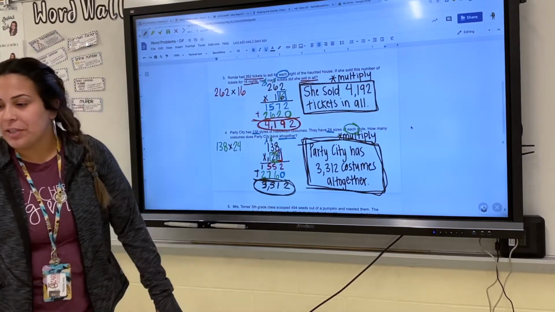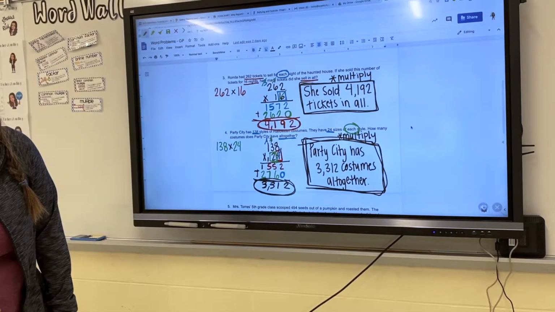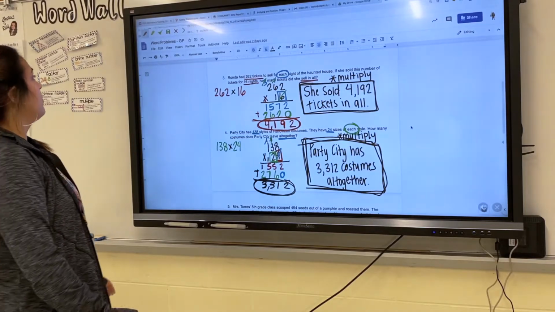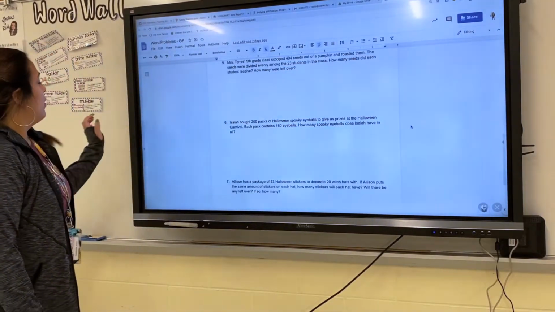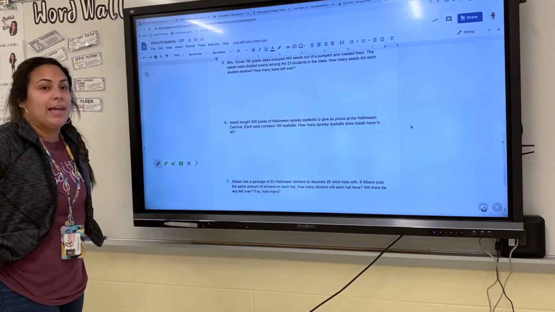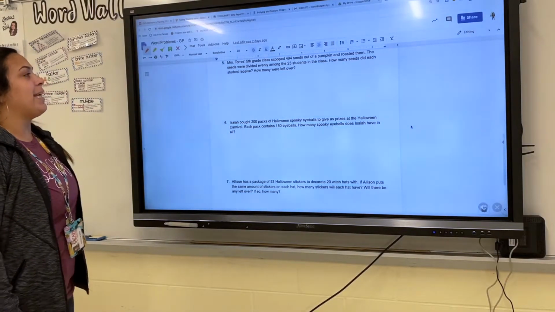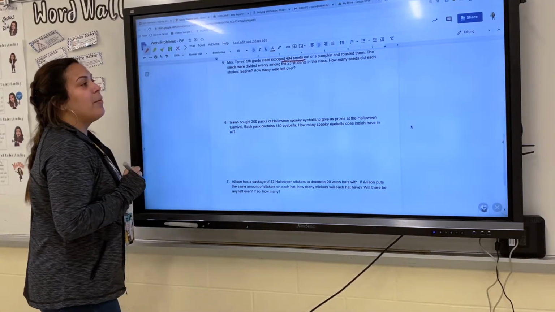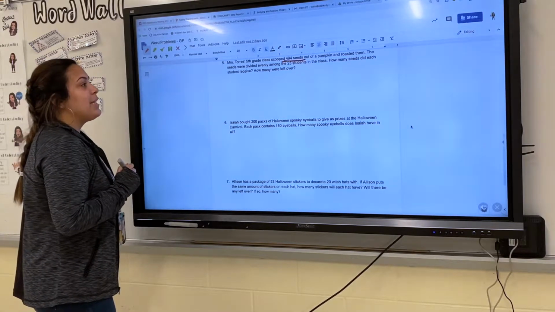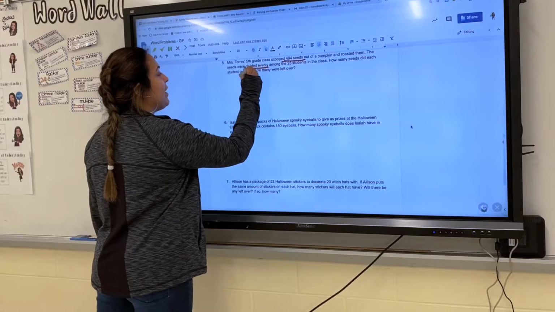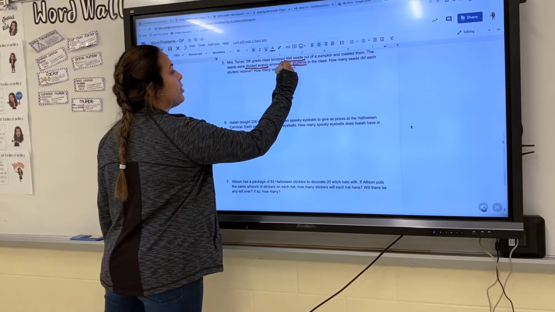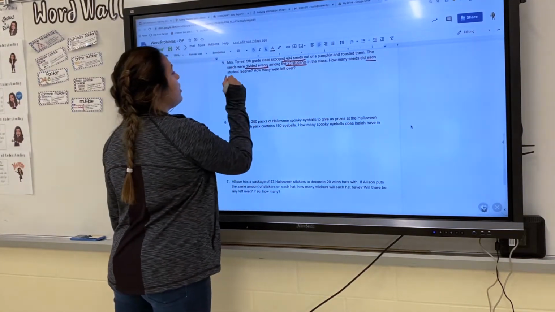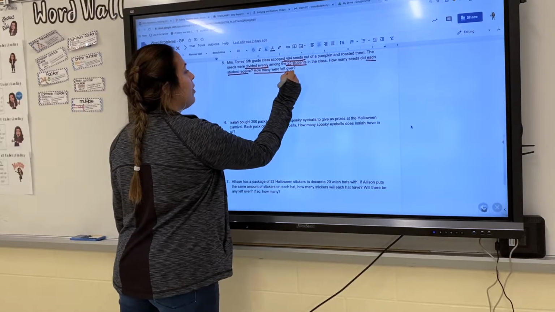All right, now I'm going to scroll to the next page of problems. All right, number 5 says, Mrs. Torres's 5th grade class scooped 494 seeds out of a pumpkin and roasted them. The seeds were divided evenly among the 23 students in the class. How many seeds did each student receive? How many were left over?